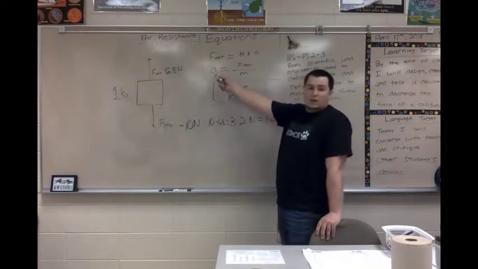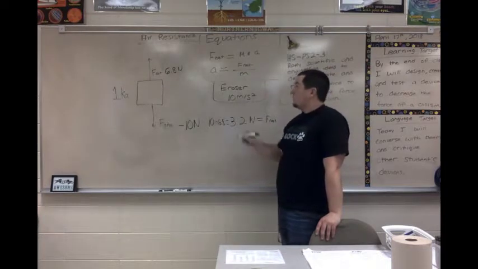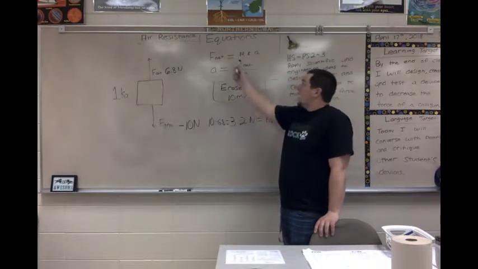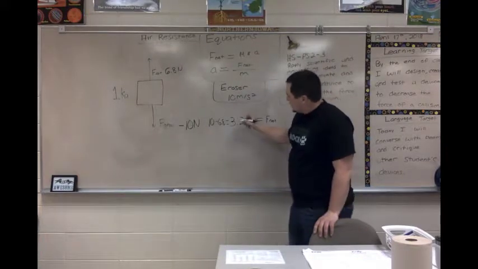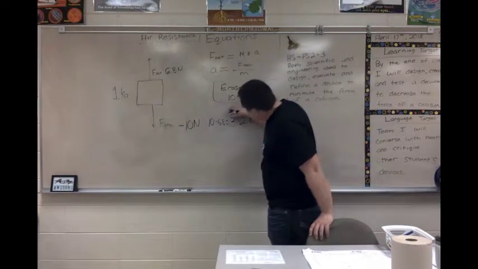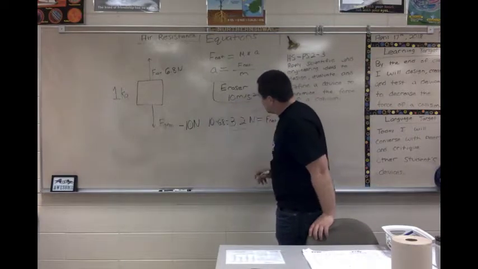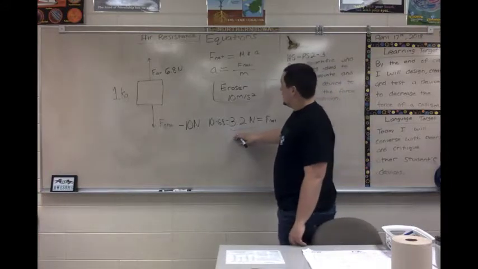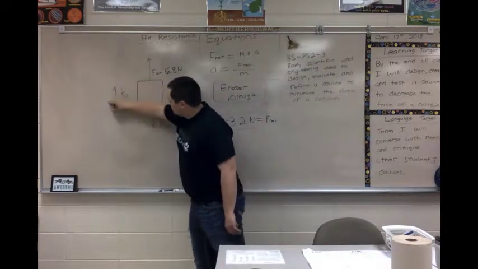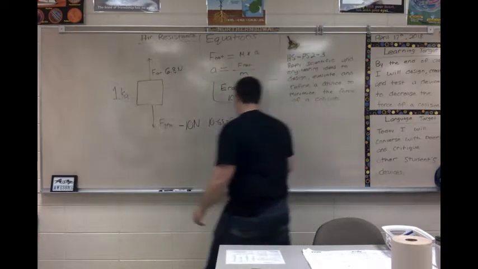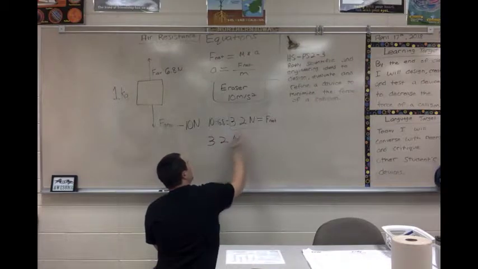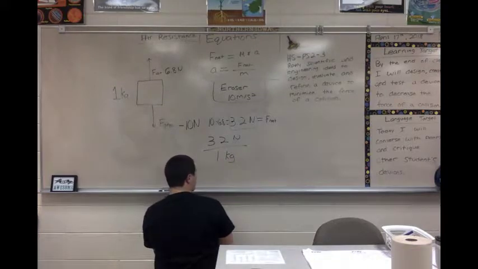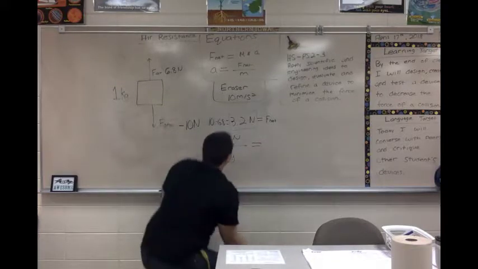I want to figure out the acceleration of this piece of paper. To figure out acceleration, I need to take my net force divided by my mass. So I'm going to take this 3.2. I will draw a box around this. I need to take my net force, and I need to divide that by my mass, which was right here. So I'm going to write 3.2 newtons divided by my mass, which was 1 kilogram. This is going to give me my acceleration.